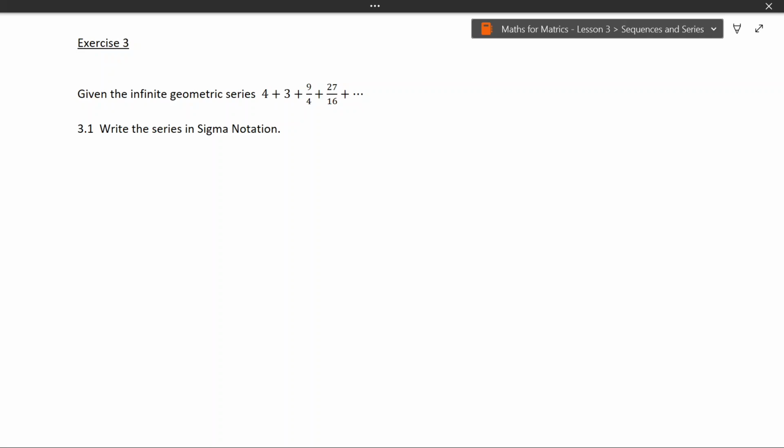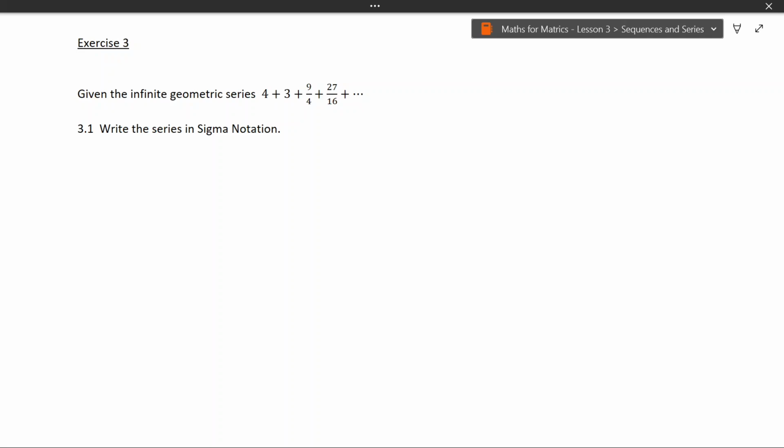Exercise number 3. Given the infinite geometric series, 4 plus 3 plus 9 over 4 plus 27 over 16 and beyond. 3.1. Write the series in sigma notation. In order for us to write the series in sigma notation, we will need a, the first term of the series, and r, the common ratio.